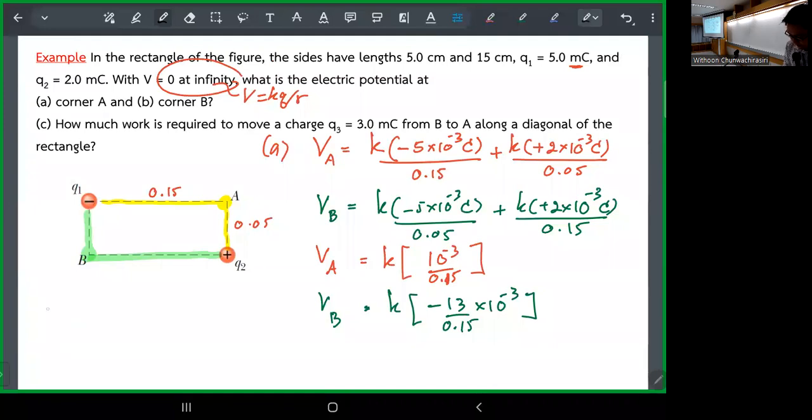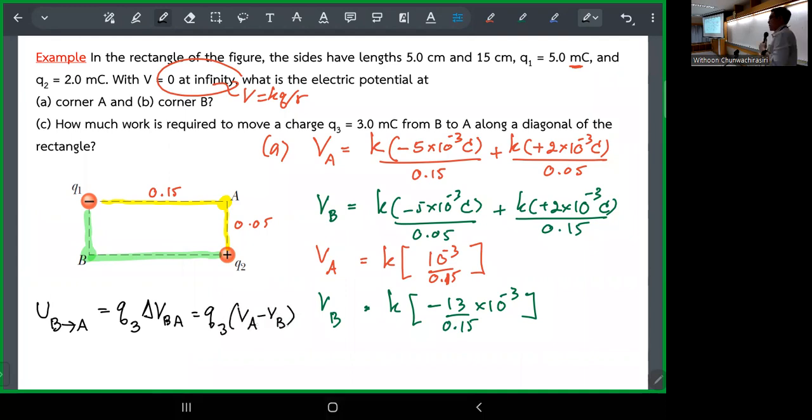If you want to find the work done going from B to A, all you need to do is take the charge, Q3, the charge that you want to drag, and multiply it by the delta V between B and A. That's all you care about: the potential difference between two points. As I emphasized throughout the course, delta means final minus initial. So you take Q3 multiplied by V at A minus V at B, and you are done. Isn't that cool?